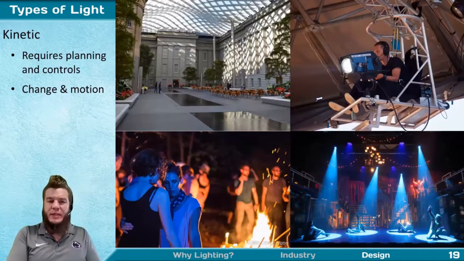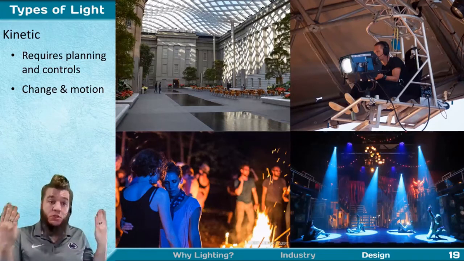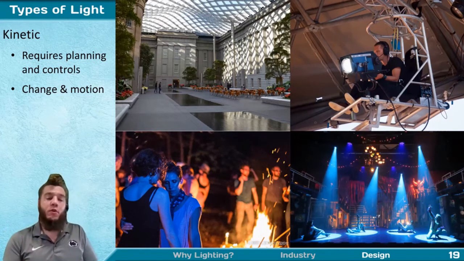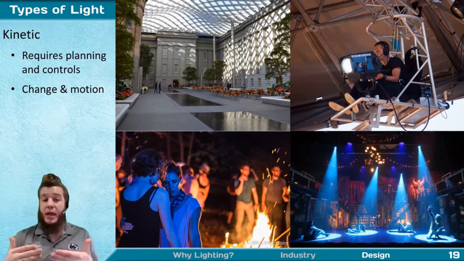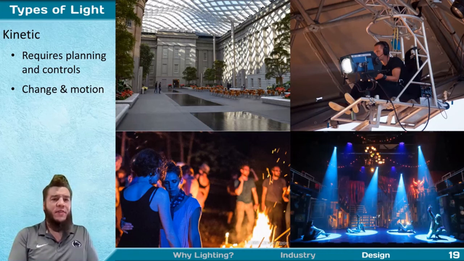And then the last type of light I'm going to introduce is kinetic light. This is a lot less important within architectural lighting, simply because we're usually using static light. The pinnacle of quality architectural lighting design is subtlety and elegance. If you are noticing the lighting, chances are the design isn't actually that good.